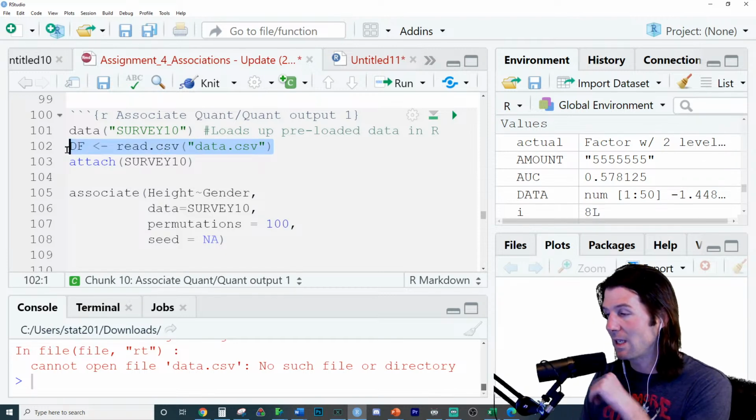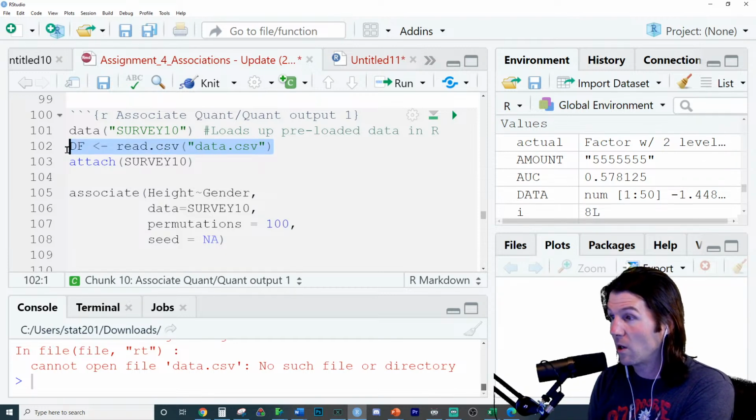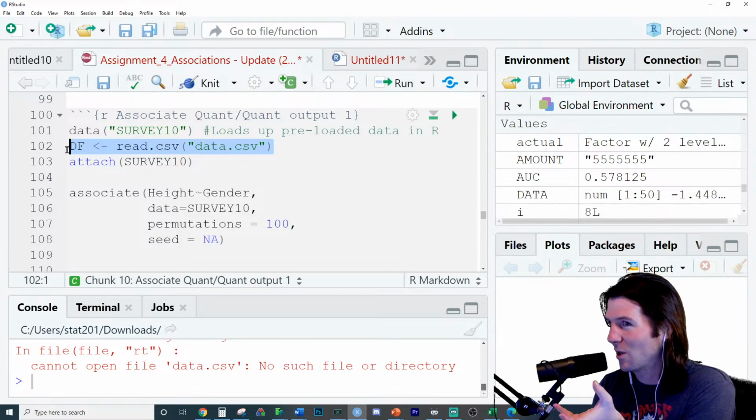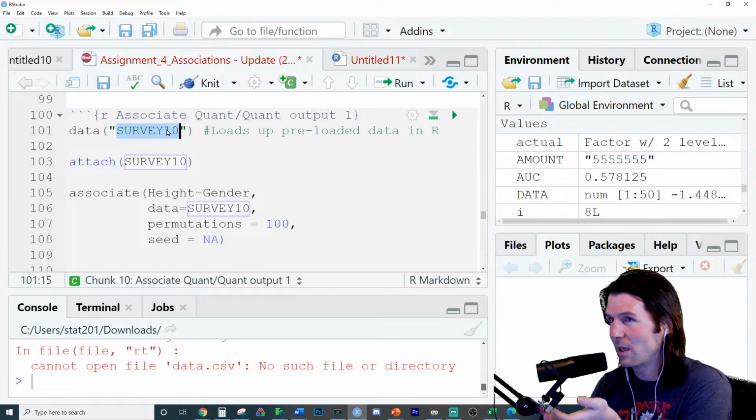So there are quite a few ways to get data into R. This is actually a very important thing to know. A lot of people, I think, don't realize loading your data is one of the most important things to know. We're not always working with preloaded data. This is just a preloaded data set that's already here for us.